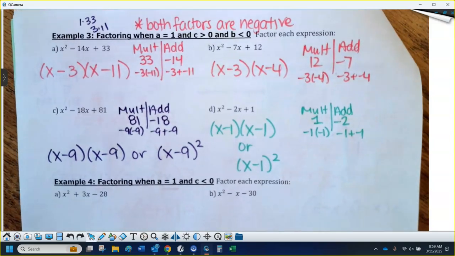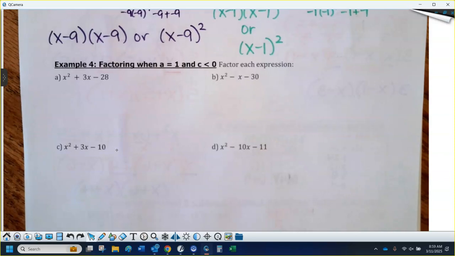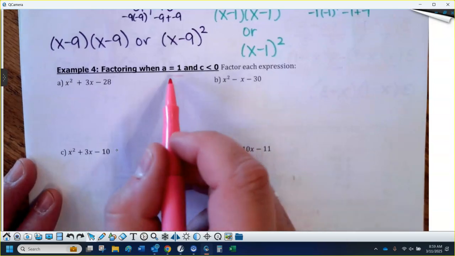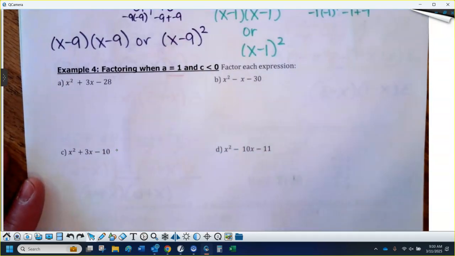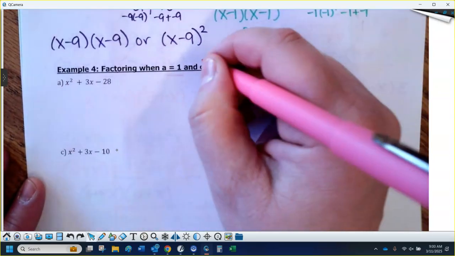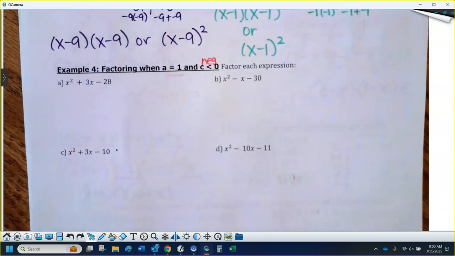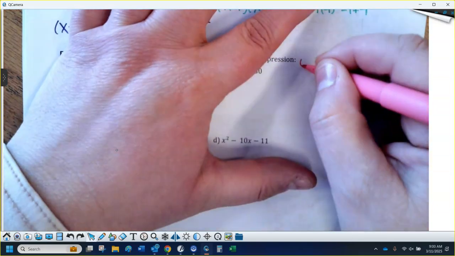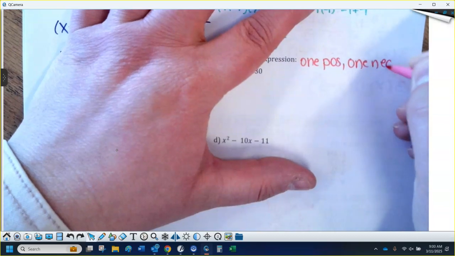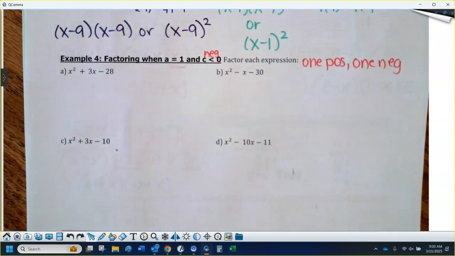Okay, now the last type, which is what we have at the bottom here, is a special case that's really easy. This says the a value is 1, so these all just start with an x squared. It doesn't matter what the b value is, but if the c value is less than 0, that means your constant term is negative. If your constant term is negative, then you have to multiply to get a negative number. To do that, you have to have one factor that's positive and one that's negative. Sometimes it's a little tricky to get the right combination to fit the two requirements we've been working on.